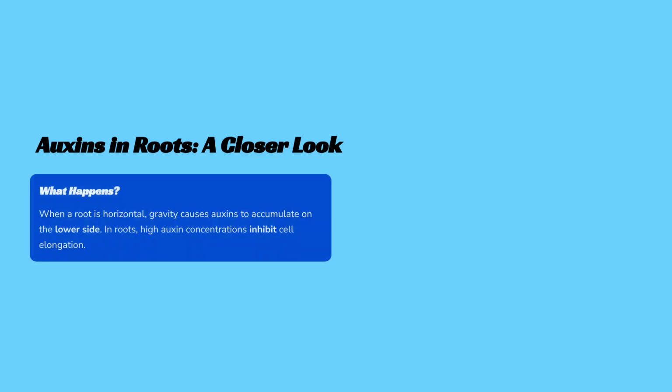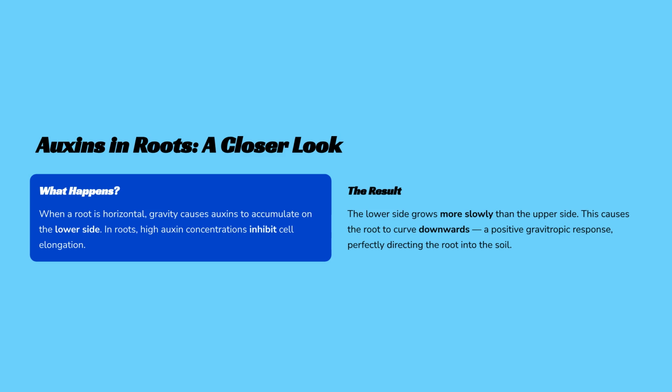Looking closer at roots, when a root is horizontal, gravity causes auxins to accumulate on the lower side. Critically, high auxin concentrations inhibit cell elongation in roots. This causes the lower side to grow more slowly, curving the root downwards, a positive gravitropic response.